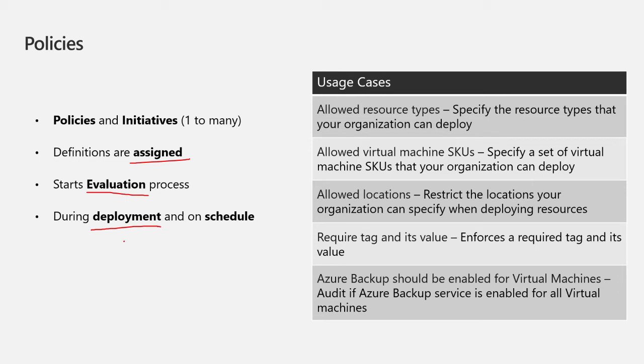Some of the use cases around this specify things like resource types you want to deploy, the different SKUs you want to allow for virtual machines, as you can see there, restrict the locations you want to use. You can use policies for all these things. You can even use policies to require tags and values on individual resources so that you can classify them outside of the structure. And then you'll also see verify whether something like Azure Backup has in fact been deployed or not.